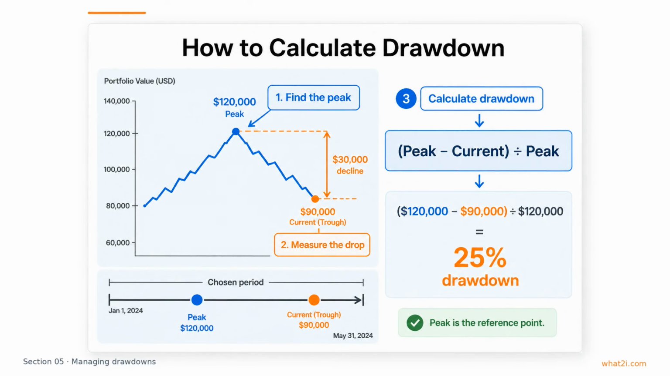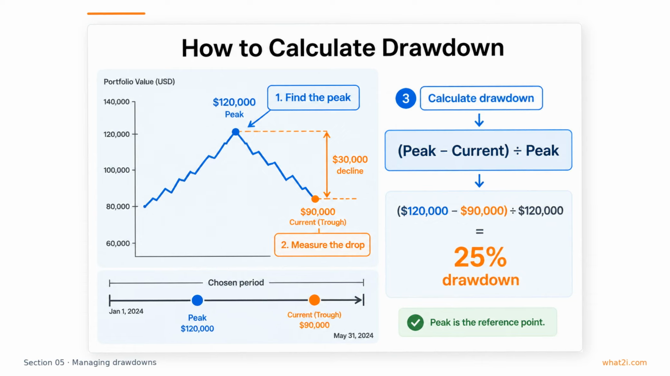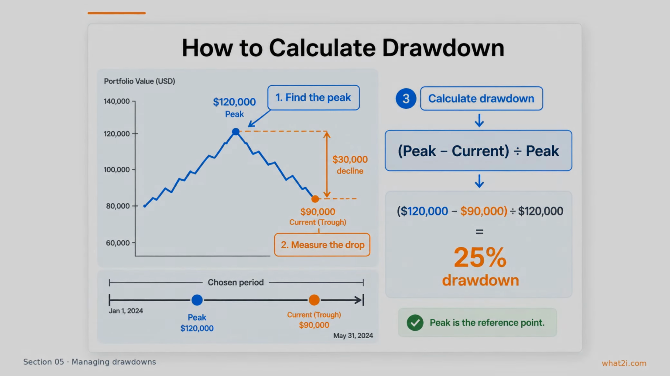The basic drawdown calculation is simple. Start by identifying the highest portfolio value over the period you are measuring. Then compare that peak with the current value, or with the trough if you are analyzing the worst point of the decline. The formula is peak minus current, divided by peak. For example, if a portfolio falls from $123.00 to $93.00, the drop is $33.00. Divide 1300 by $123.00 and you get a 25% drawdown.